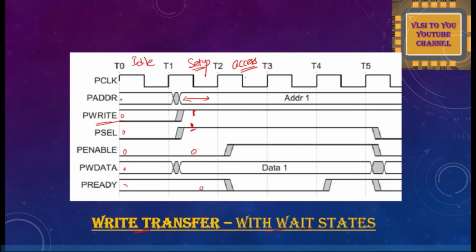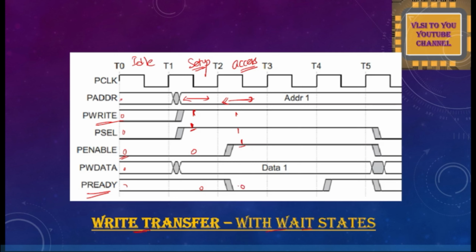Now coming to access state. What happens in the access state? The same address is going to be here also, and then write is 1, select is 1. Now here the enable is 1. If you see here, the enable is 1. Now after enable, what are you going to check? You are going to check the p ready signal.